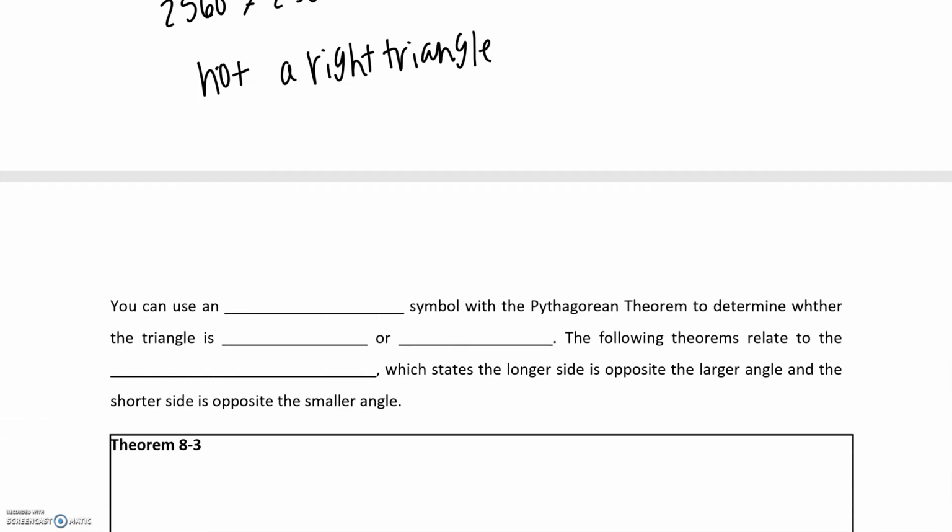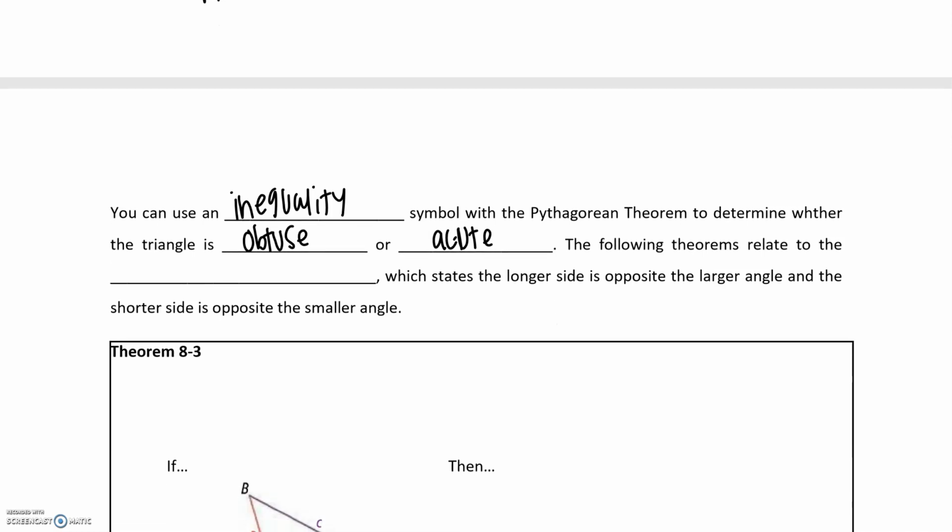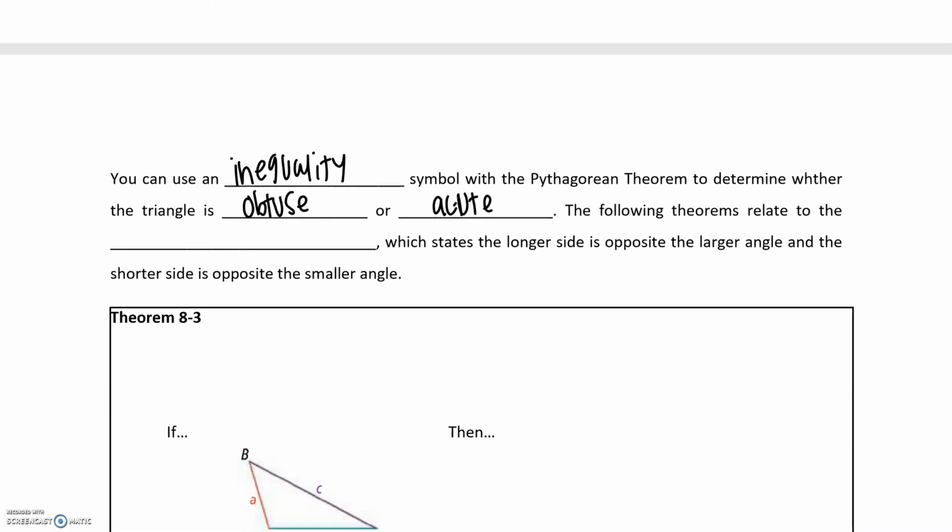So if we move down to the next page, we can use an inequality symbol with the Pythagorean theorem to determine whether a triangle is either obtuse or acute. Okay, so the following theorems relate to the hinge theorem, which we learned a couple chapters back, which states that the longer side is opposite the larger angle and the shorter side is opposite the smaller angle.